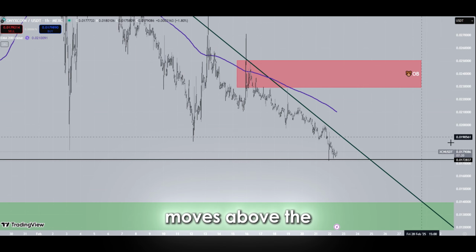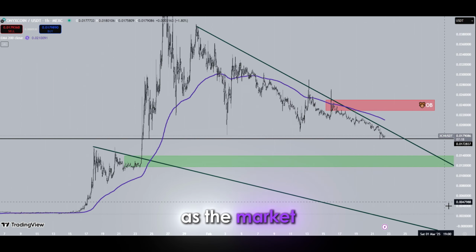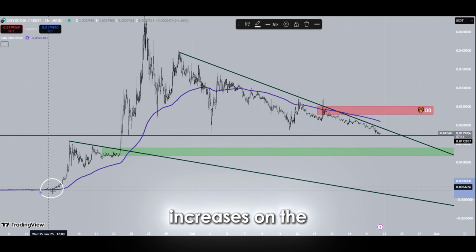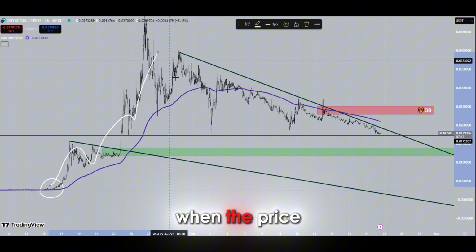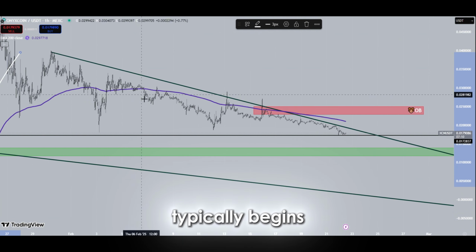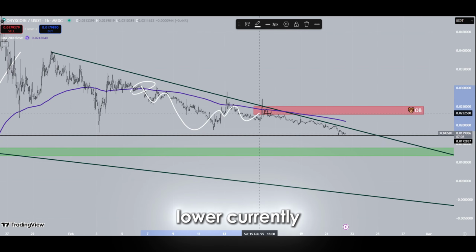When the price moves above the 200 EMA, it becomes a clear indicator of upward momentum, as the market typically shifts into a bullish phase. This suggests that buyers have taken control of the market, and the likelihood of the trend continuing upward increases. On the other hand, when the price falls below the 200 EMA, a bearish movement typically begins, as the market comes under the control of sellers, pushing the price lower.